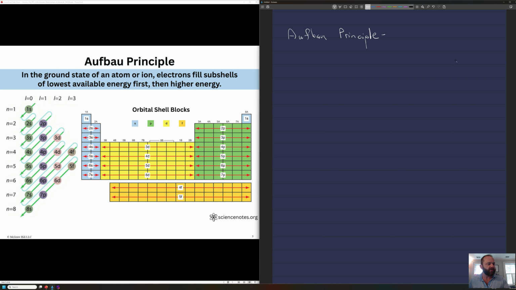My tablet seems to be glitching a little bit. Let's hope it doesn't mess up too much.